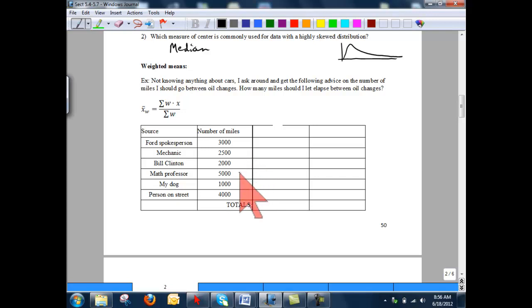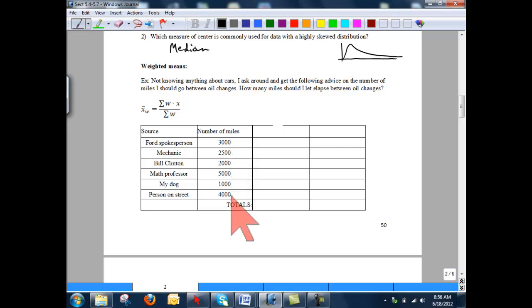I talked to a math professor across the hall from my office. He said 5,000 miles. I have this system worked out with my dog that whenever I need an important number, I talk to him and say count the number of times he wags his tail in 1 minute and then multiply by some appropriate scale factor and get a number. And the dog's answer turned out to be 1,000 miles. And then the person walking down the sidewalk outside the building here said every 4,000 miles.